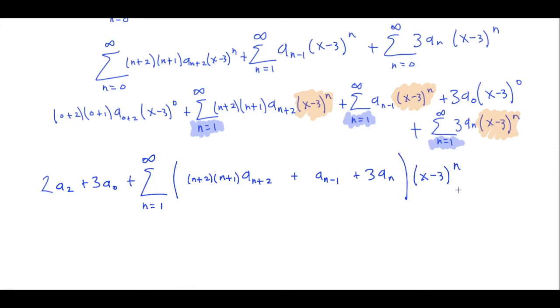In a sense, I've factored out this (x minus 3)^n term, and that leaves me with these coefficient expressions that were originally in the three separate series, now being added together to make the one overall coefficient expression for this single series.